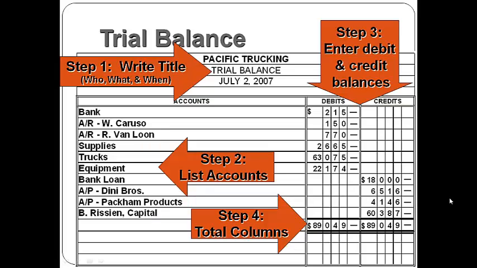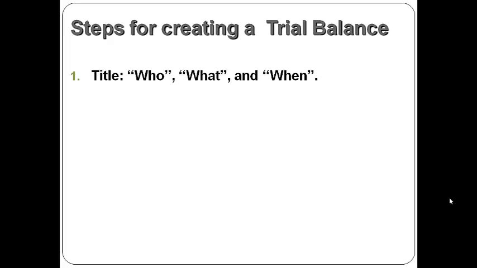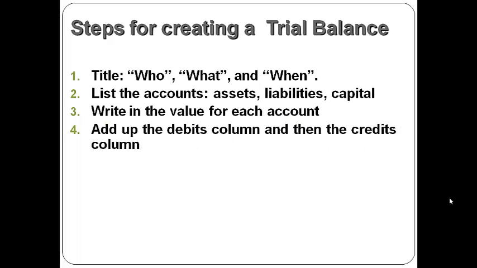Let's go over the steps once again. The first thing you're going to do is add a title. You're going to tell me the company's name, you're going to tell me what financial statement it is, and then you're going to give me the date. The second thing you're going to do is list all of the accounts in order of assets, liabilities, and then capital. The third thing you're going to do is write in the value of each account. The fourth thing that you're going to do is add up the debits column and then the credits column.